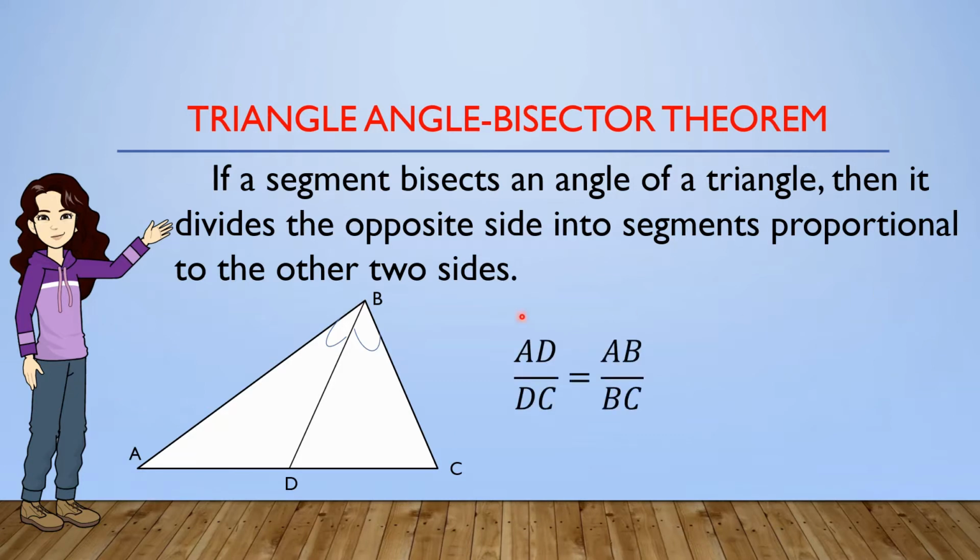So let us state the proportional segments. We have segment AD over segment DC is equal to segment AB over segment BC. That's our proportional segment. Or we can also use segment AB over segment AD, then segment BC over segment DC. So it's either of the two, it's okay. You can use that for getting the missing part of the triangle.